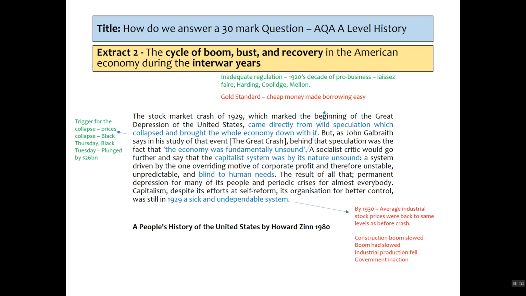So again, we're going to use our information to support it. Inadequate regulation in the 1920s. You've got the presidencies of Harding and Coolidge, and their hiree Mellon that runs the economy is responsible for the fundamentally unsound. The gold standard plays a part in this. And the last part, well, by the 1930s, the average industrial stock market prices were back to levels before the crash. So how can it be a sick and undependable system?